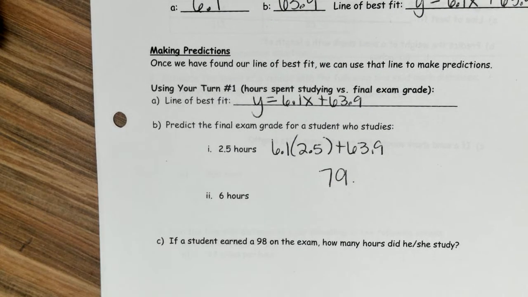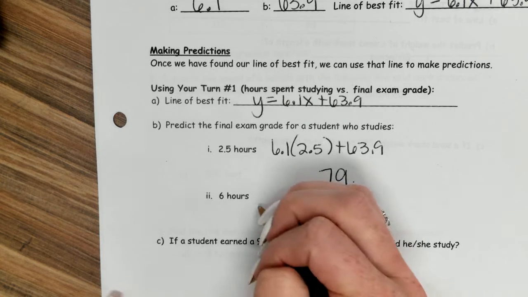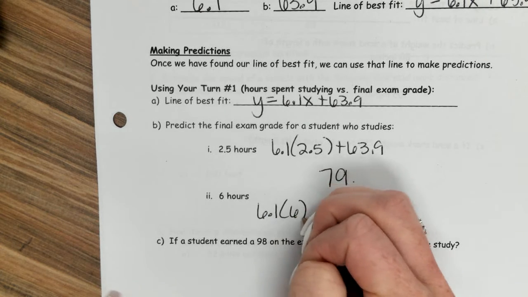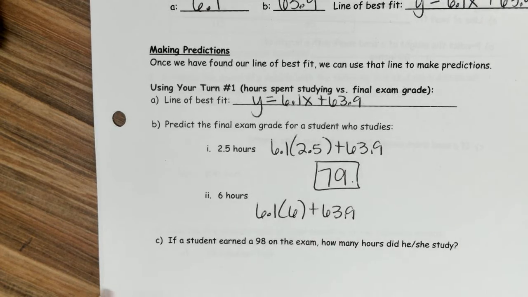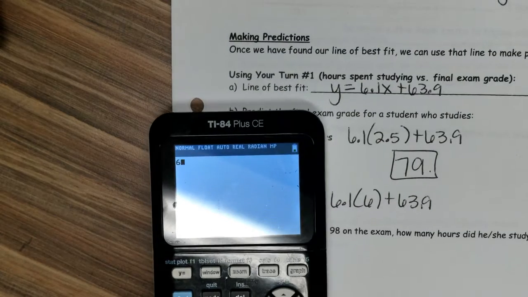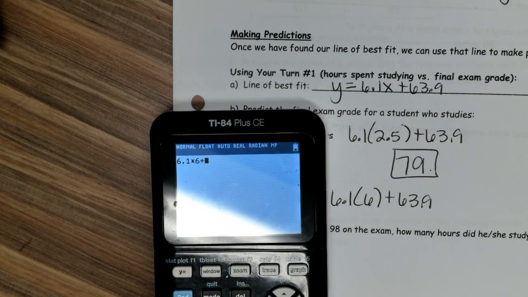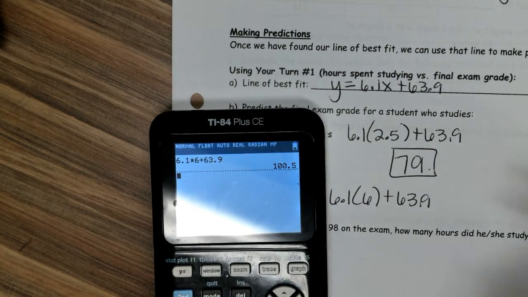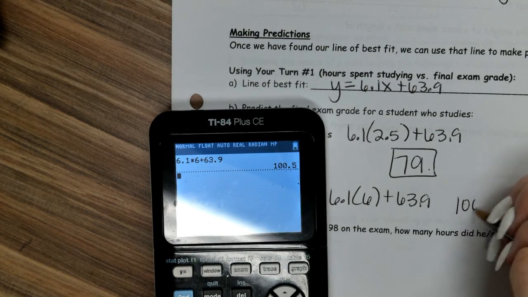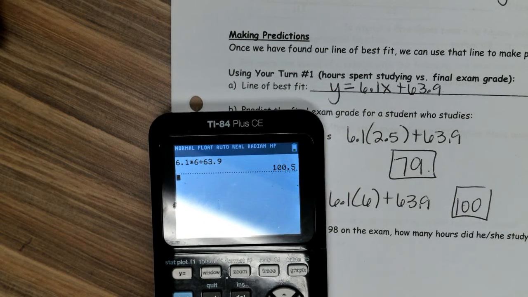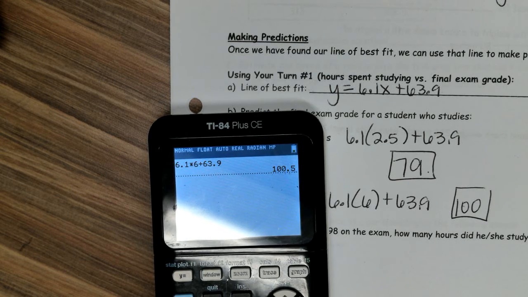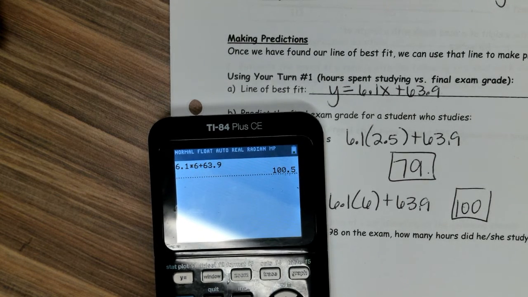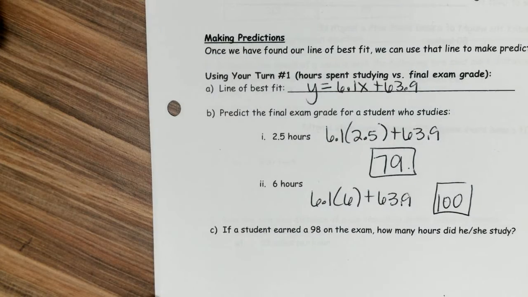What if they studied for 6 hours? I'm going to plug in 6 for x, yes? Now, would I round up to 101 there? It's a grade, though, so I'm just going to say they made 100. Okay? Does that make sense?